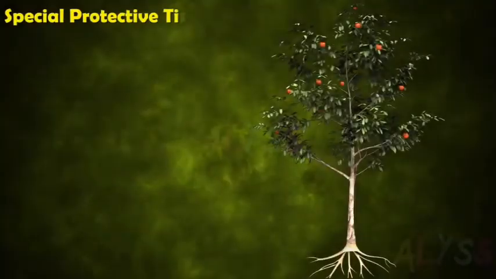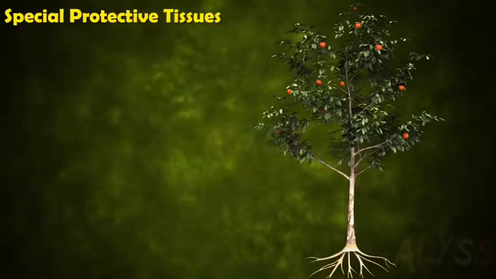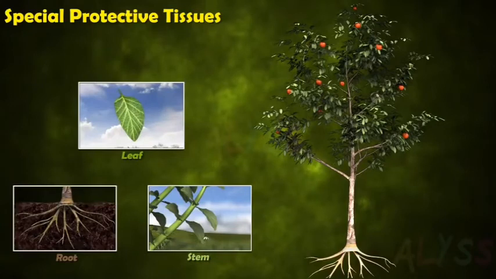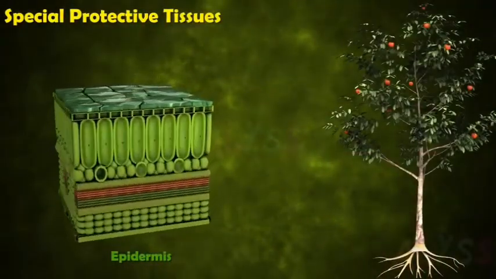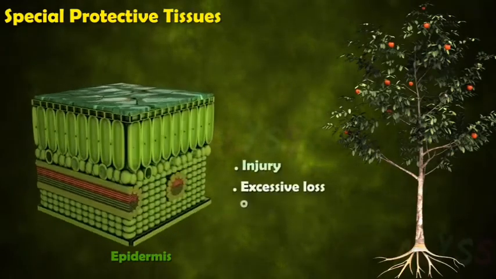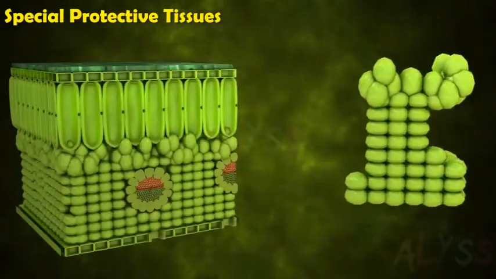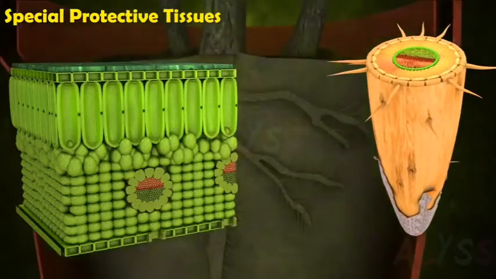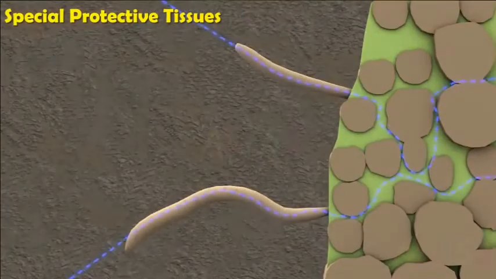There are special protective tissues also present in plants. That is, the outer covering of the roots, stem, and leaves, called the epidermis. Epidermis protects the inner parts from injury, excessive loss of water, and infection from microbes. Some epidermis cells get modified into root hair in the roots to absorb water and minerals. Root hairs are so tiny that they are able to reach between the soil particles.